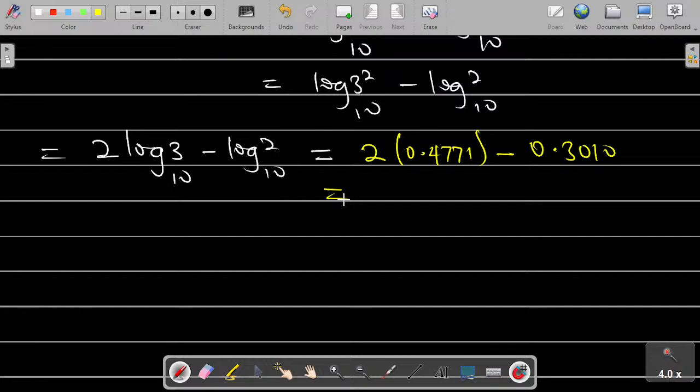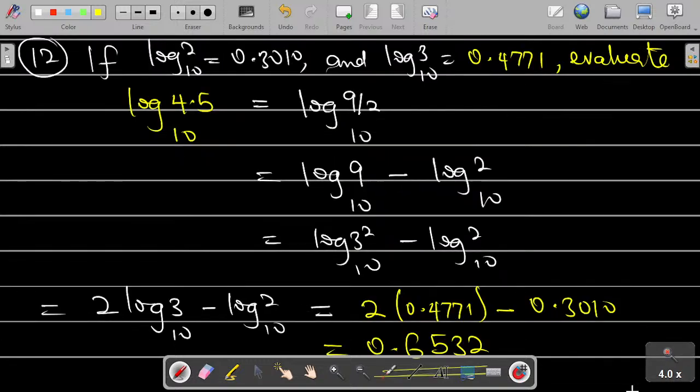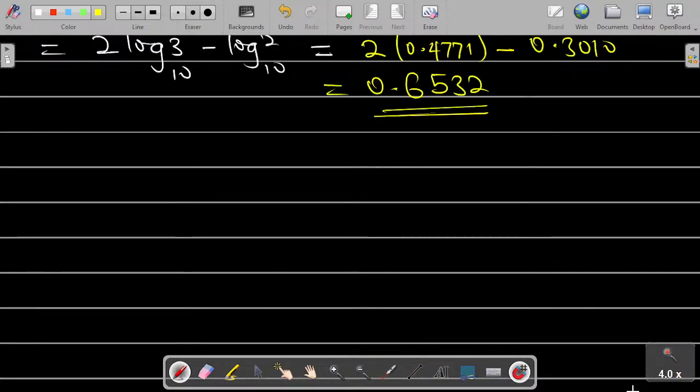So 2 times 0.4771, okay, minus 0.3010, that is giving us 0.6532 as the solution to the problem there. Okay, so that is number 12. So we have the value for number 12.